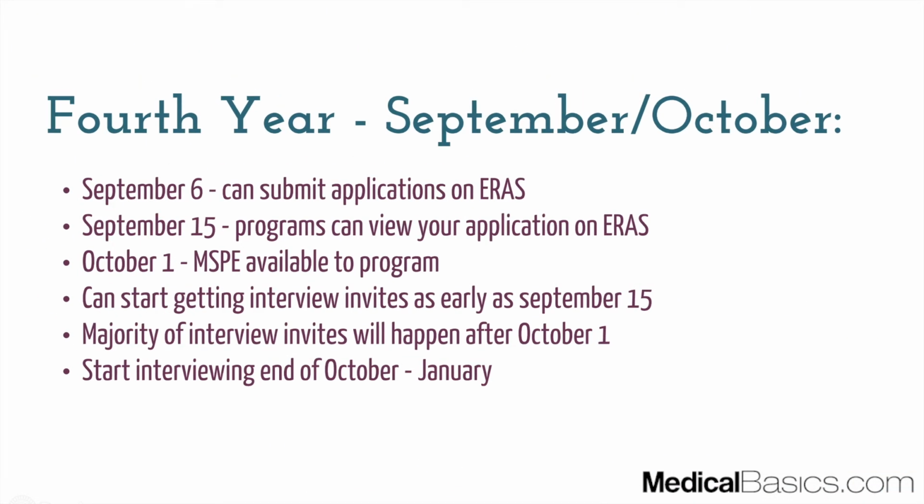And then once we're in September and October, this is when you can start submitting your application. Like I mentioned before, in this year, September 6th was when you could submit your applications on ERAS, and September 15th was when the programs can actually view your application. The reason they staggered it like that was because anything from September 6th to the 15th is identical. It just allows their computer system to not be flooded with applications all on the 15th. If you submitted any time between the 6th and the 15th, it was all identical. It would be time-stamped at September 15th, and programs would view it on September 15th.